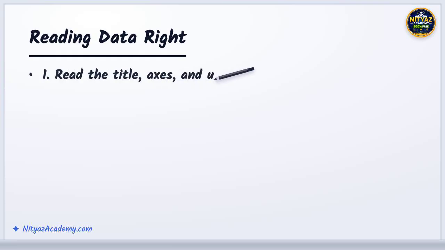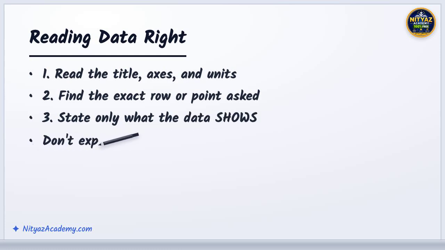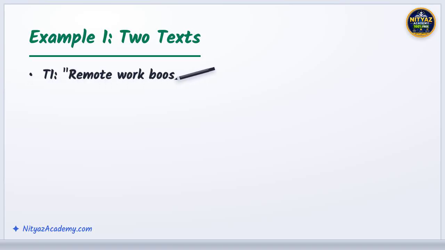When a graph or table appears, slow down. Read the title, the axis labels, and the units first. Then find the exact row or data point the question references. Report only what the data shows, never why it happened. Data tells you what, not why. The wrong answers often add a cause the chart never proves. Stick to the numbers.